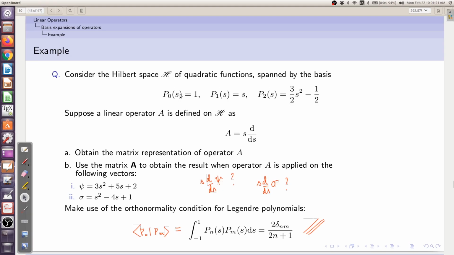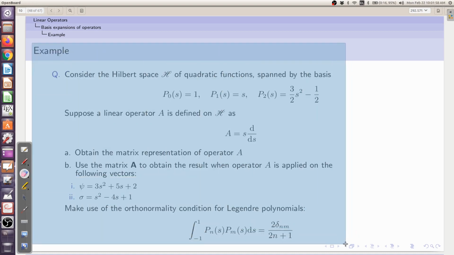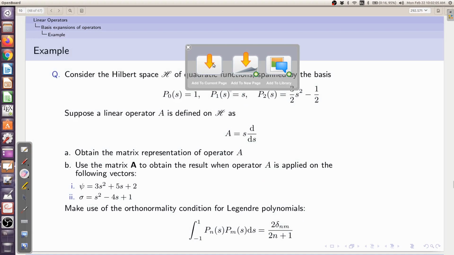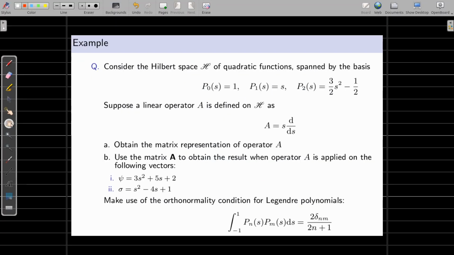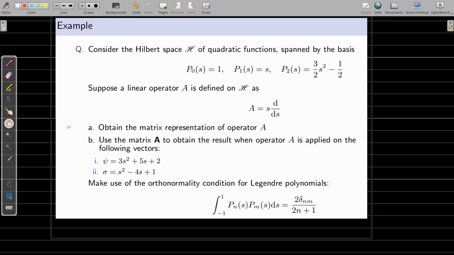Okay, so this is the problem that we have. Now we'd like to go ahead and solve this. We will first make use of the orthonormality condition to find out the scalar products of these different members of this basis, what the scalar products are when they are applied on each other. Let's go ahead and do that.